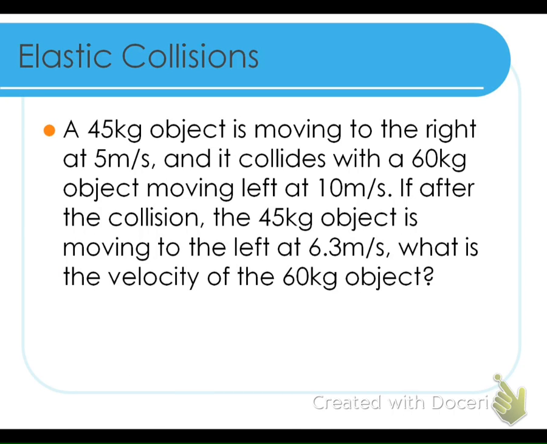Okay, a 45 kilogram object's moving to the right at 5 meters per second. It collides with an object that's 60 kilograms moving at 10 meters per second to the left. If after the collision the 45 kilogram object moves left at 6.3 meters per second, what's the velocity of the 60 kilogram object? Okay, I know that seems like a lot of words.